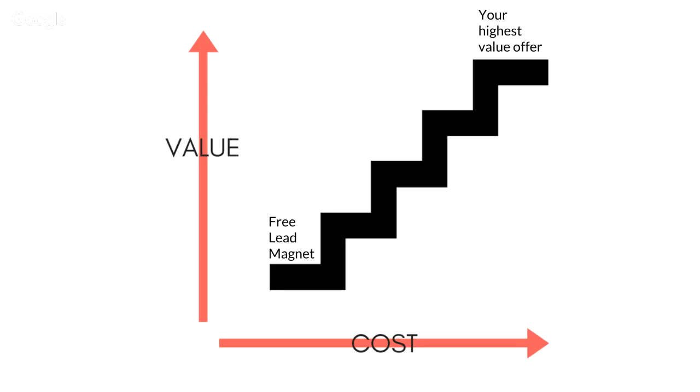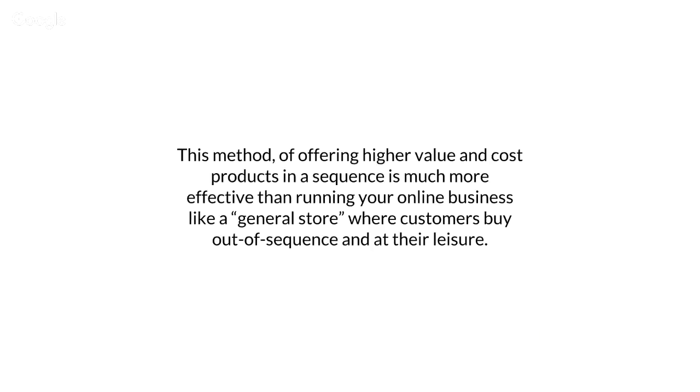Okay, so this is the value ladder. As you can see, over on the left is the value axis, and on the right or at the bottom is the cost axis. And as you can see, as we go higher in this ladder or this staircase, offers increase both in value and cost. So down at the bottom, you've got your free lead magnet, and then up at the top, you've got your highest value offer, okay?